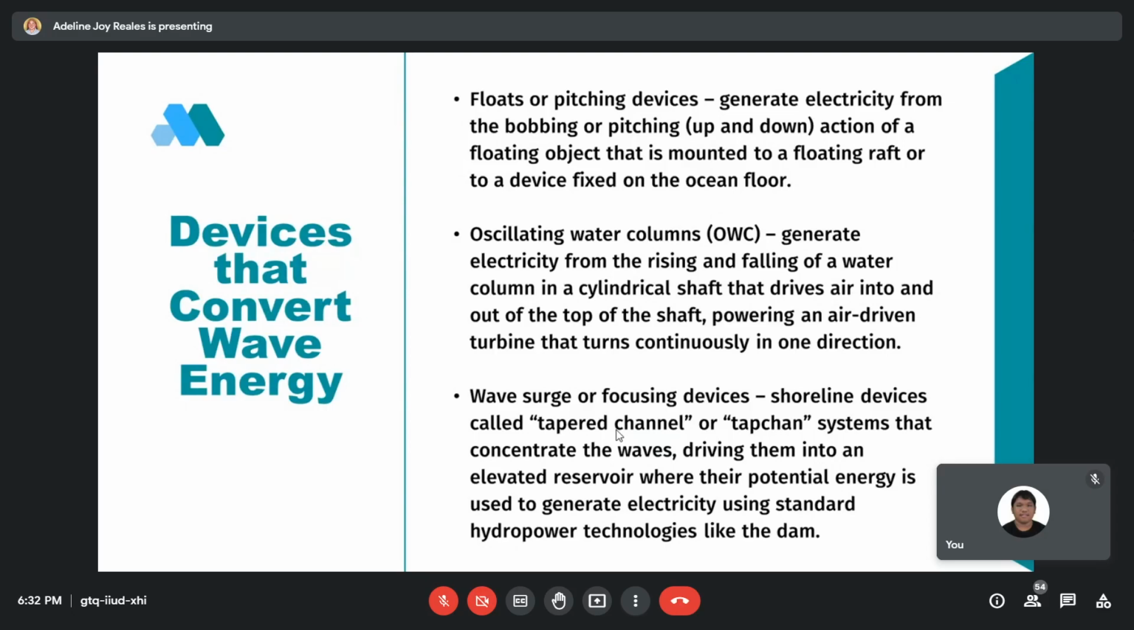Third one is wave surge or focusing devices. Shoreline devices called tapered channel or TAPCHAN systems concentrate the waves, driving them into an elevated reservoir where their potential energy is used to generate electricity using standard hydropower technologies like the dam.